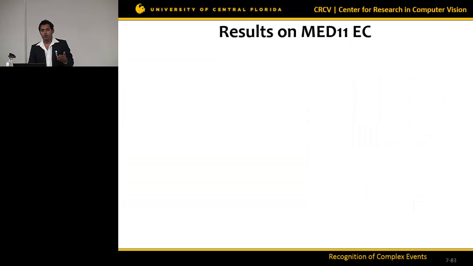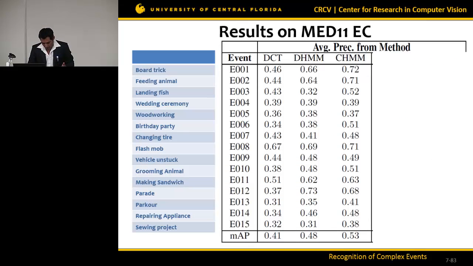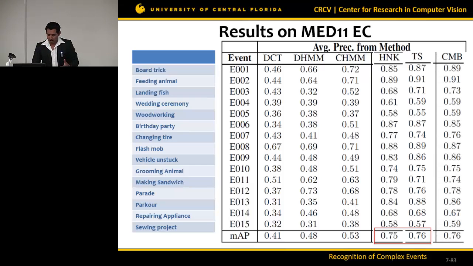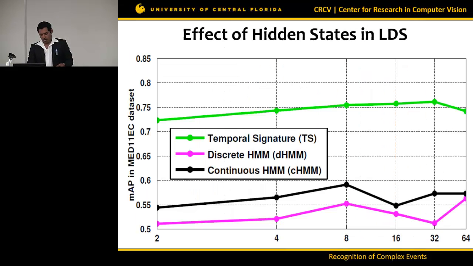Now, we compare those with ours, where these are for 15 different event categories, listed as boat trick, feeding an animal, landing a fish, and so on. And these are our methods, HNK and TS. As you can see, we perform much better than these baselines, beating the hidden discrete and continuous hidden Markov model by a significant margin. Finally, we show some combination, and that also improves the fusion performance.